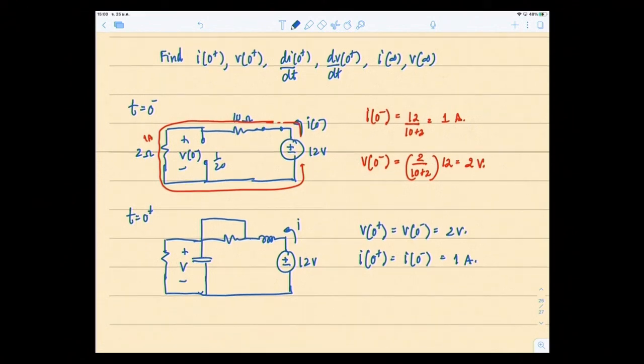Now the switch closed, so this becomes a short, and the 10 ohm is being shorted out. If I redraw my circuit, there's no resistor to be considered there anymore, and we have the inductor like this, and this is 2 ohms.